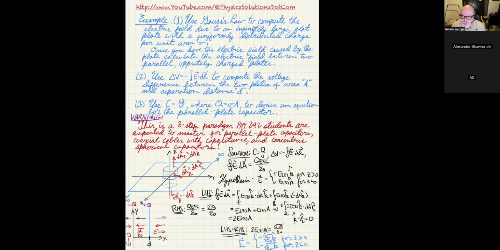Like I normally just use A when I'm talking about the lid, the top and the bottom of the soup can for an infinite plane. But when you're doing a cylinder, then you have to use 2 pi r L for the area. And when you're doing a sphere, you have to use 4 pi r squared for the area. But that's always the left-hand side. It's just E times A or 2E times A. That's it.